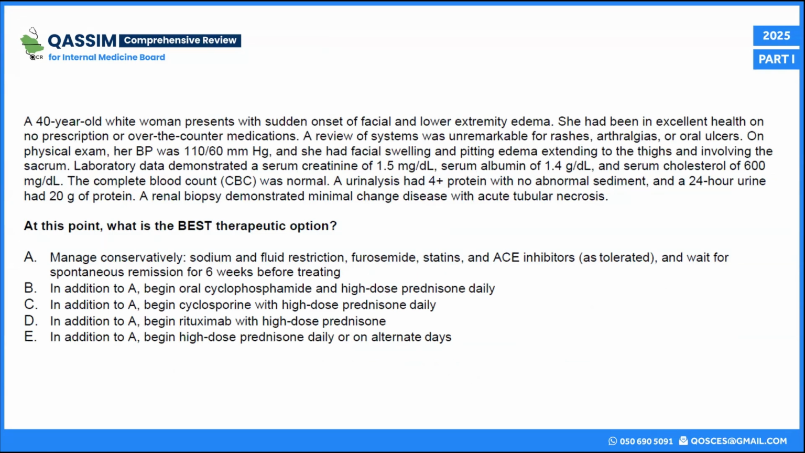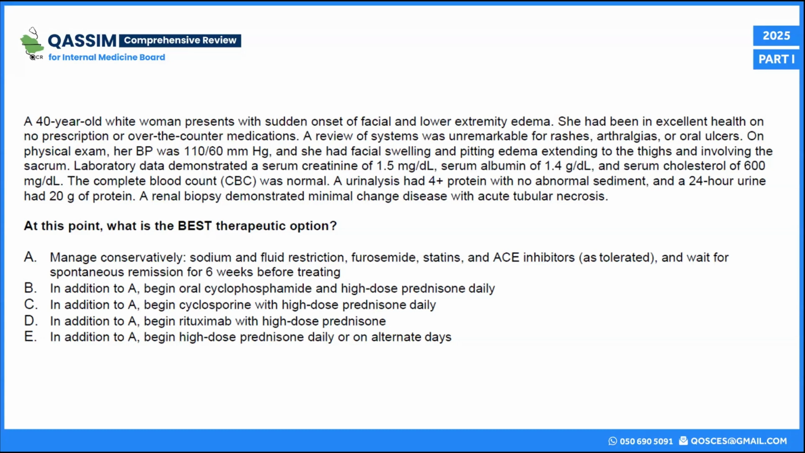Okay, this is a 40-year-old white woman presenting with a sudden onset of facial and lower extremity edema. She had been in excellent health on no prescription or over-the-counter medications. A review of systems was unremarkable for rash, arthralgia, or oral ulcer. On examination, blood pressure was maintained. She had facial swelling and pitting edema extending to the thighs and involving the sacrum.